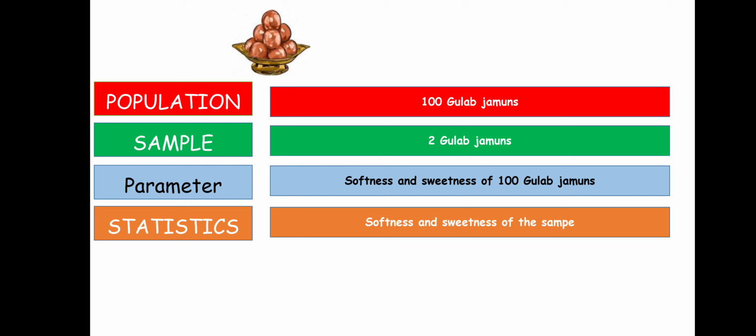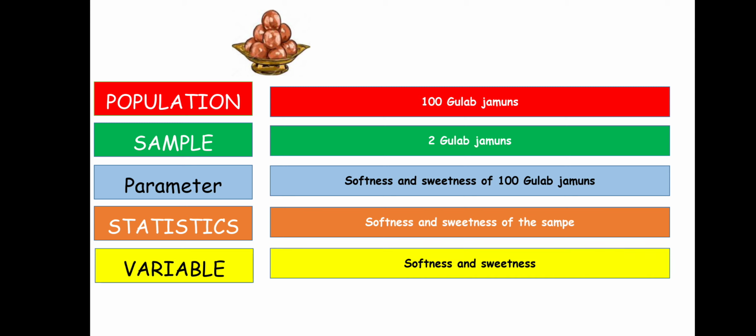His observation about the 2 gulab jamuns he knows. So the observation or finding of the 2 gulab jamuns, that is the sample piece tasted by the cook, will be considered as the statistics, because whatever idea he gets from the 2 gulab jamuns will be applied to the rest of the entire population of the 100 gulab jamuns.